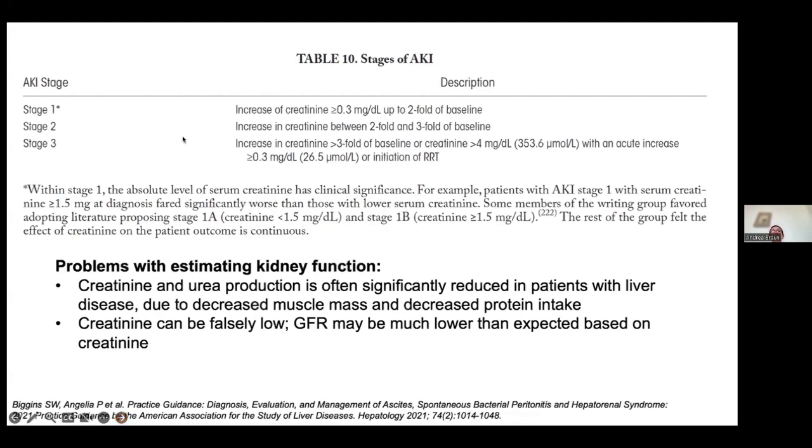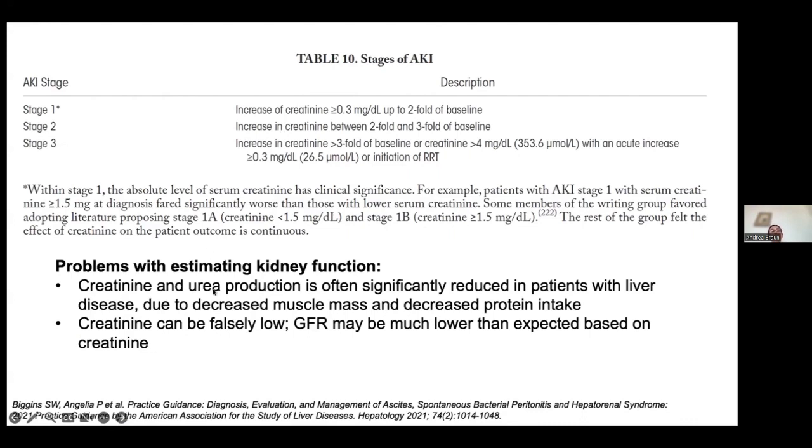And then just as a reminder, this is not a renal talk, but just as a reminder about the 3 different KDIGO stages for AKI defined by increasing creatinine. And there's also urine output criteria, which I haven't listed here.